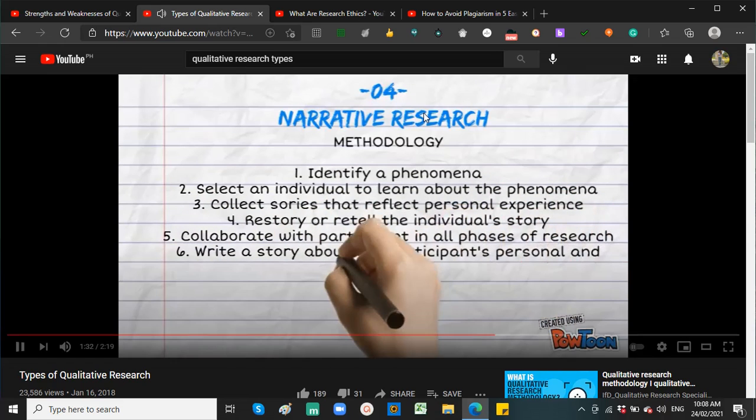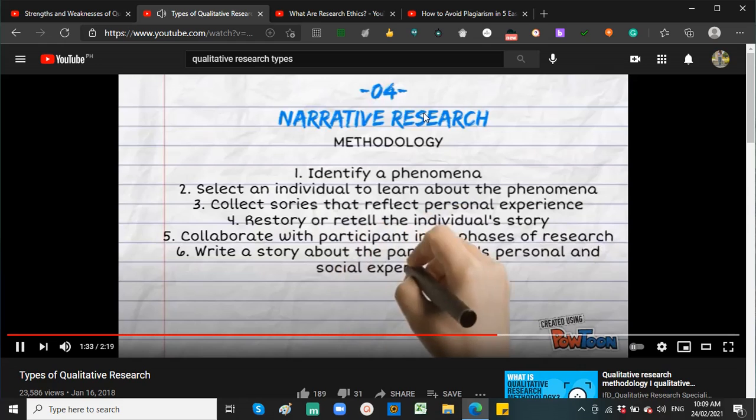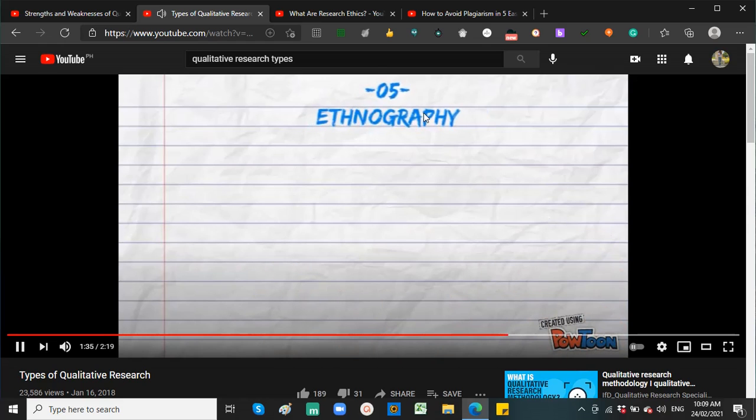And then we have narrative research, more or less it's the retelling of a story, or the story of the individuals that you interviewed. And there are some types of narrative analysis or narrative research. We have psychological narrative, we have biographical narrative, we have discourse analysis narrative.